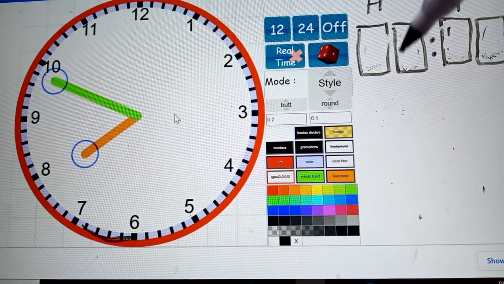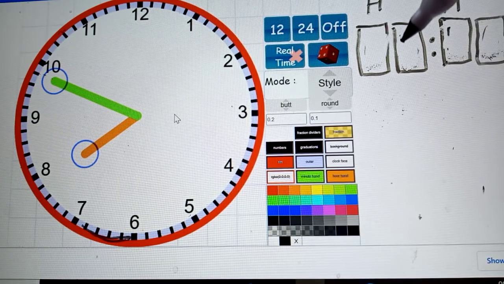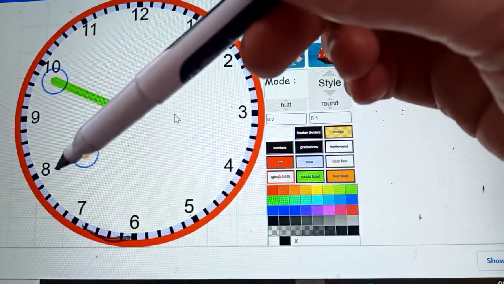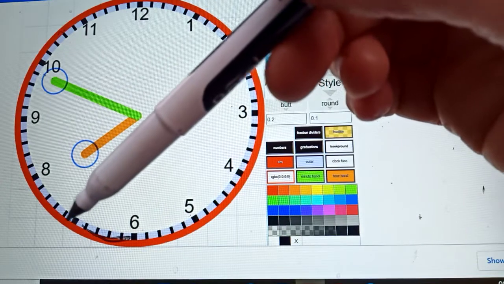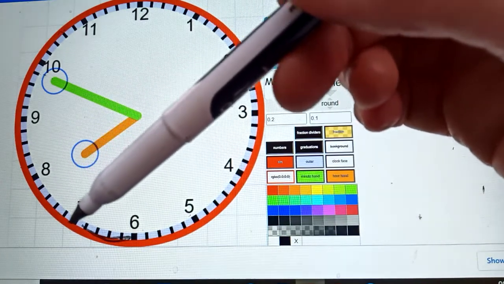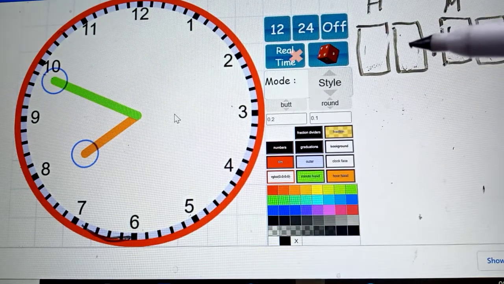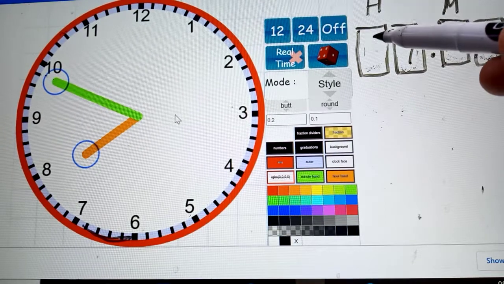But when I come to do digital time, it completely changes. I start with my hour. Which hour is it? Is it in 8's kingdom or is it in 7's kingdom? Well done, it's in 7's kingdom. I've got to put my 7 there, haven't I? So it's in 7's kingdom.